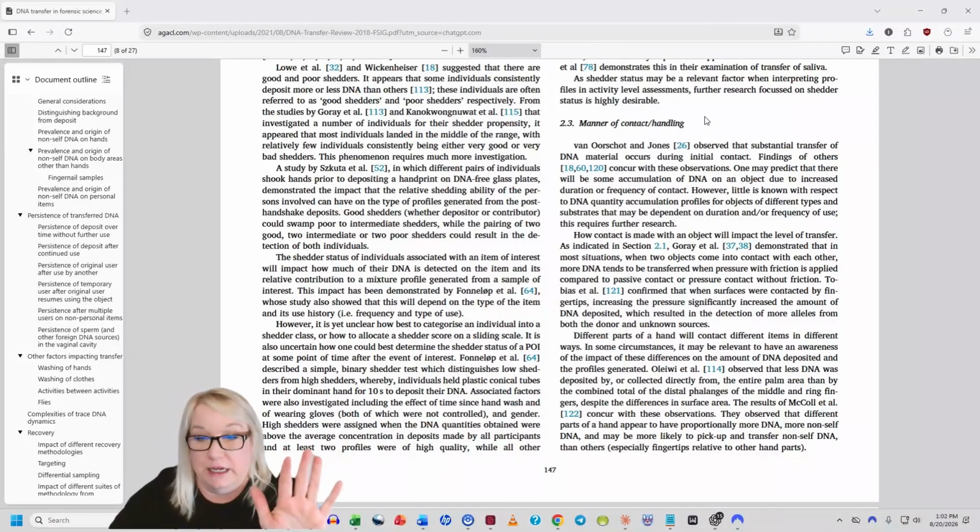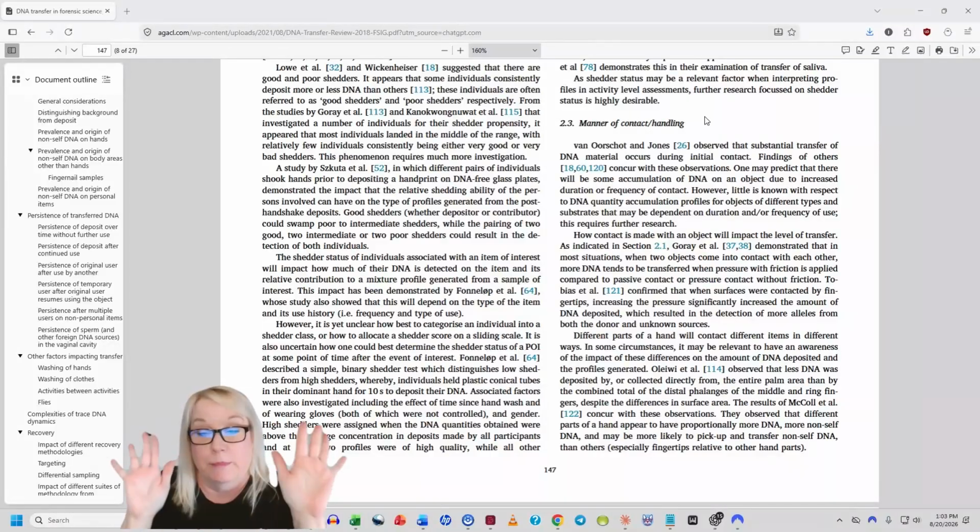What they're saying here is it may be relevant. I'm not saying they're saying it. It may be relevant to have an awareness, ding, ding, ding, of the impact of these differences on the amount of DNA deposited and the profiles generated.